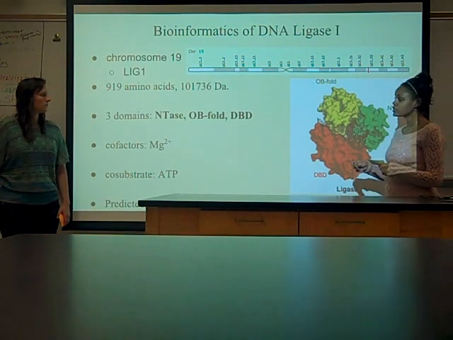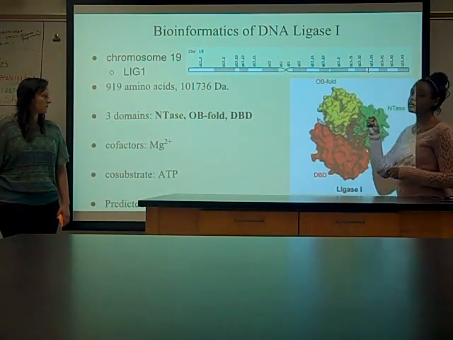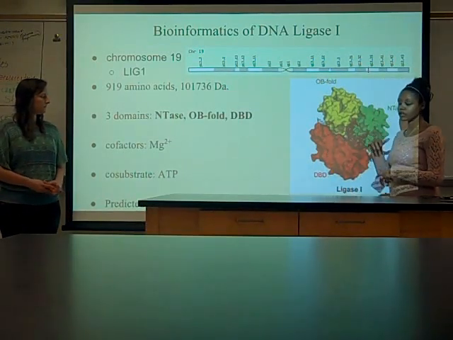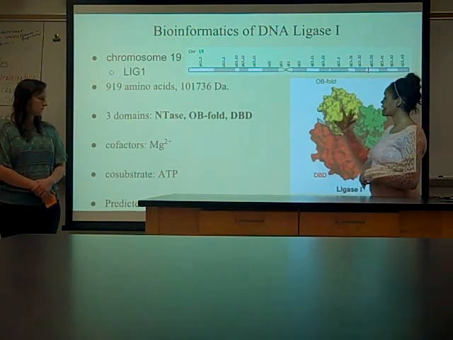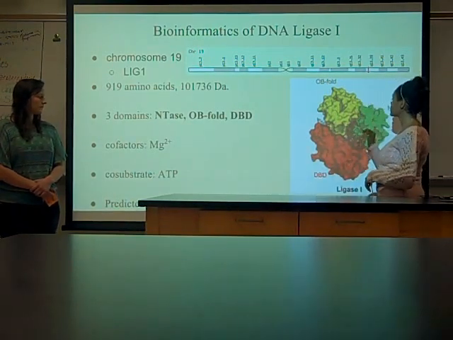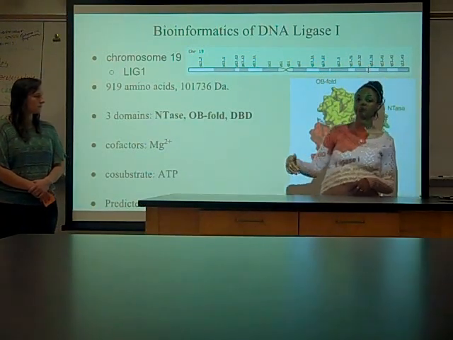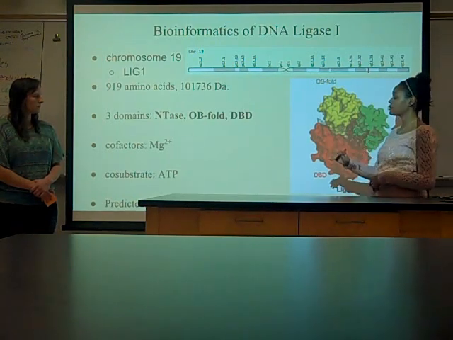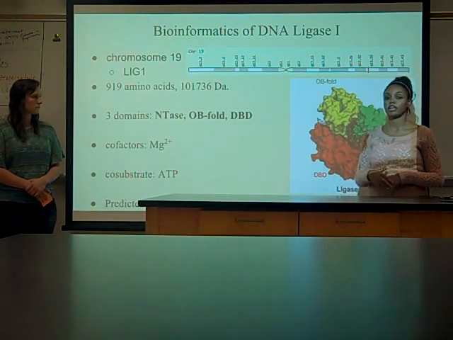Just some background information on what these domains do. NTase and OB fold are the minimal catalytic unit of this enzyme. They are conserved in all known DNA and RNA ligases. Their main job is to contain the active sites in which DNA will bind. For instance, they have phenylalanine residues which will bind to the minor groove of DNA, and those bonds will be stabilized by salt bridges made using residues of aspartate and arginine.